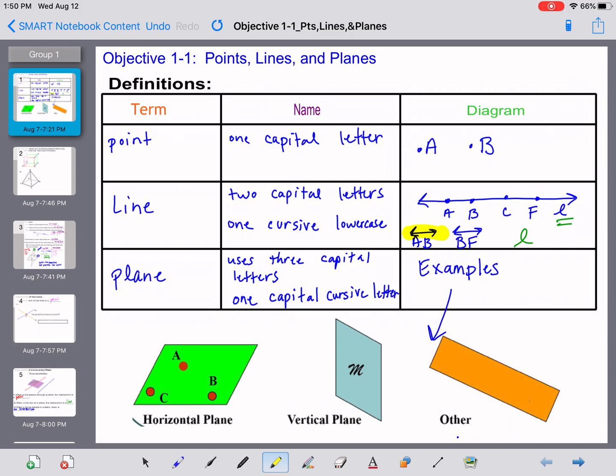Now, when you have a plane, you want to think about it as being a flat surface, and you're going to use 3 capital letters to name it, or you will use 1 capital cursive letter. And my 3 examples would not fit in that little box, so I wrote them below there. The first one is a horizontal plane. The middle one we would call a vertical plane. And then the other one, that little orange rectangle looking thing that's sideways, that's just other. It's not really vertical, it's not really horizontal, it's just going sideways.